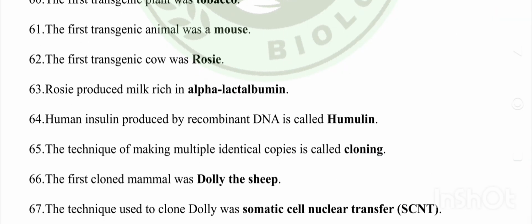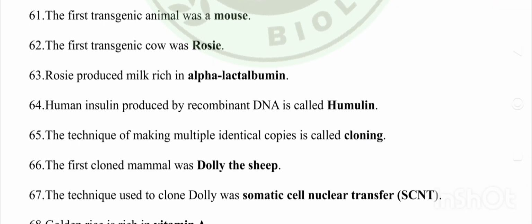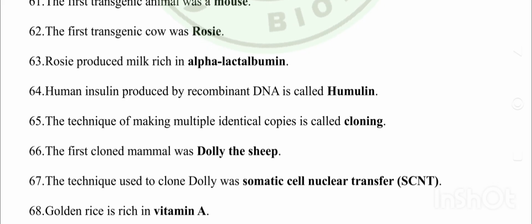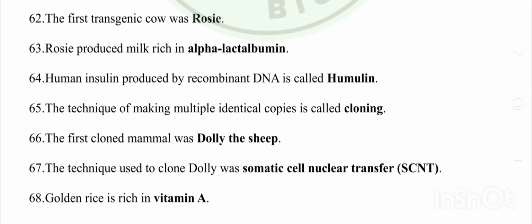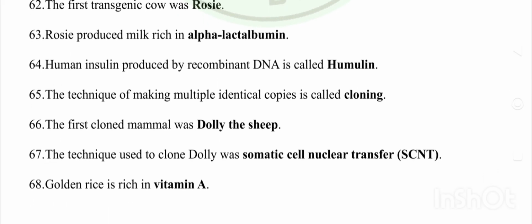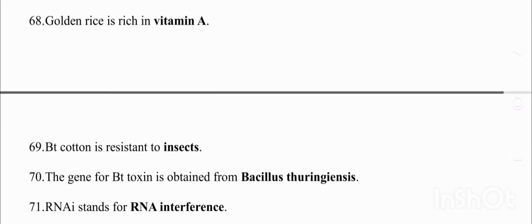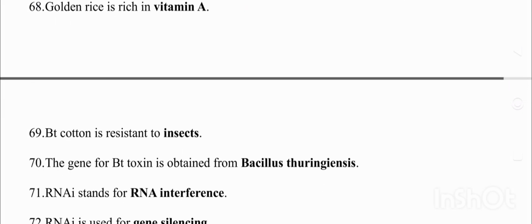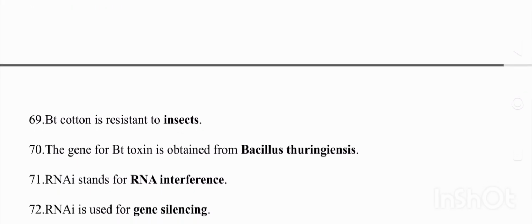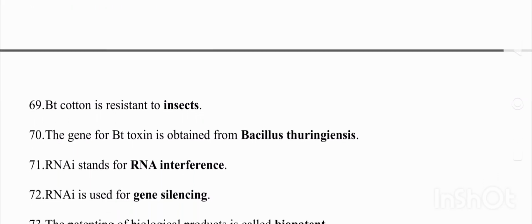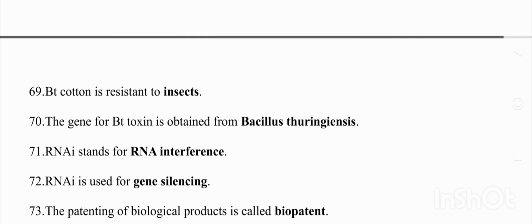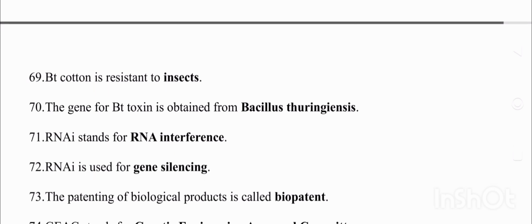67. The technique used to clone Dolly was somatic cell nuclear transfer (SCNT). 68. Golden rice is rich in vitamin A. 69. Bt cotton is resistant to insects. 70. The gene for Bt toxin is obtained from Bacillus thuringiensis.